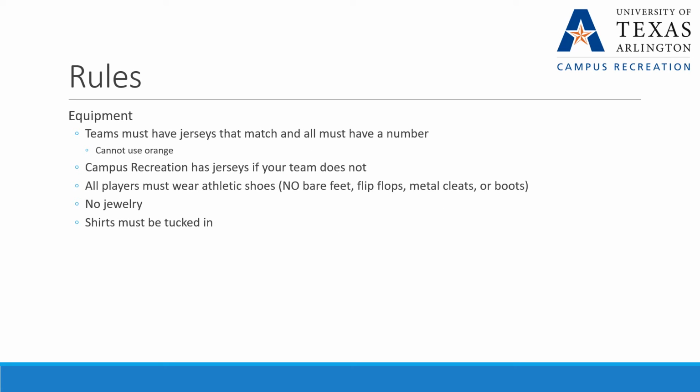Teams must have jerseys that match, and all of those jerseys must have a number. You cannot use orange for your team's jersey color. Campus Recreation has jerseys if your team does not. All players must wear athletic shoes. This means no bare feet, flip-flops, metal cleats, or boots. No players can wear jewelry on the courts, and shirts must be tucked in.